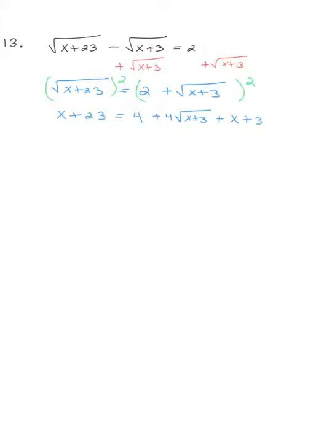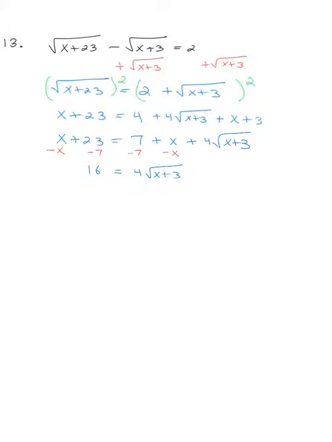Again, I'll combine some like terms. I get x plus 23 is equal to, all right, 4 and 3, which is 7. We again have this x that's left over, and I can't do anything with the square root with the 4 in front of it, so I'll just put it like that. I can now subtract x from both sides as well as 7. Okay, so the x's are gone, and we're left with 16 is equal to 4 times the square root of x plus 3.